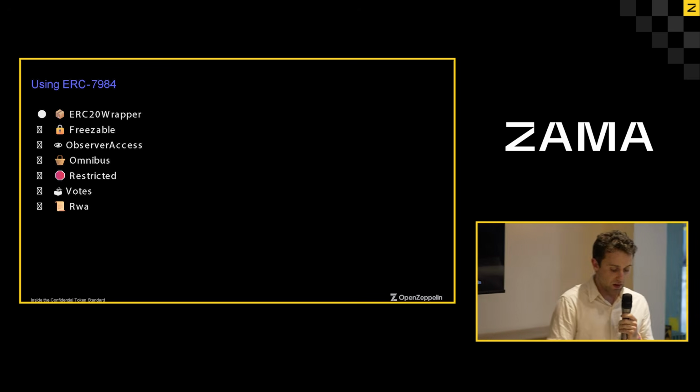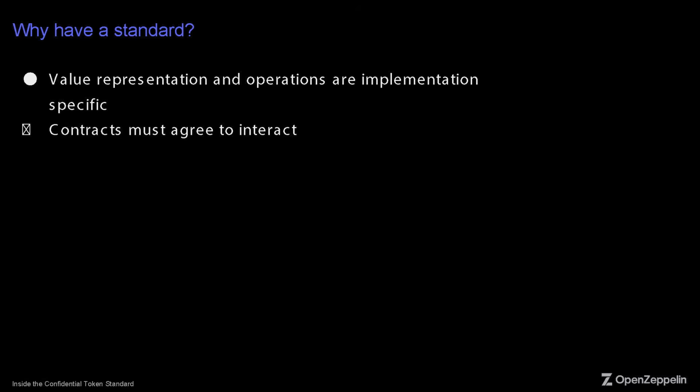And finally, there's a question of why we have this standard. If there's so much that's implementation specific, basically every single time that we saw a confidential value, it's implementation specific, right? Every contract can interpret values and operations differently. So how does this standard actually help us? That's a good question. But the answer is we can always start with a shared interface, a shared set of contracts.